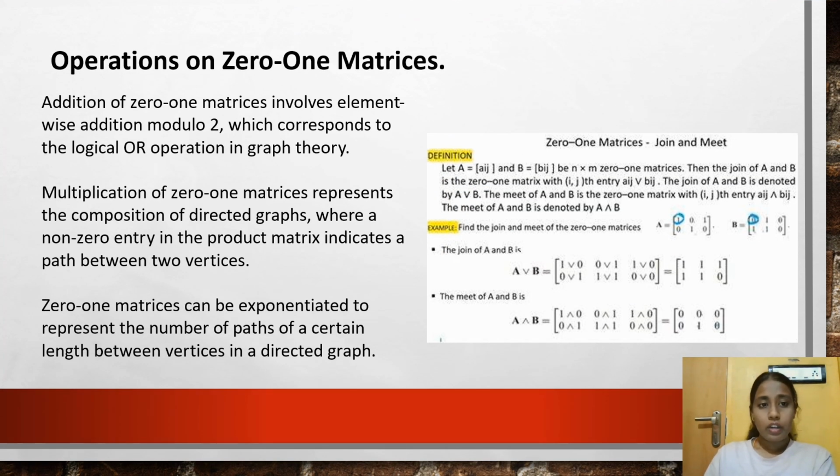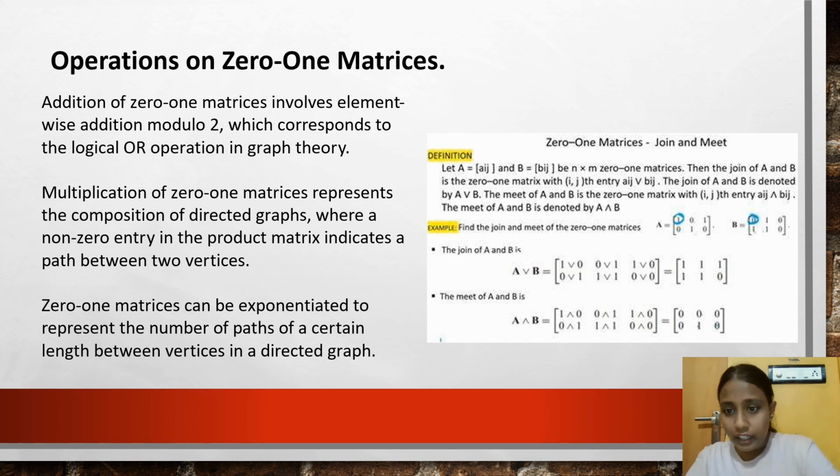Now let us learn what are the operations on the 0-1 matrix. Addition of 0-1 matrices involves element-wise addition modulo 2, which corresponds to the logical OR operation in graph theory. So we already know what is the OR operation, that is the corresponding logical operation to addition. Multiplication of 0-1 matrices represents the composition of directed graphs, where a non-zero entry in the product matrix indicates a path between two vertices. So a 0-1 matrix can be exponentiated to represent the number of paths of certain lengths between the vertices in the directed graph.